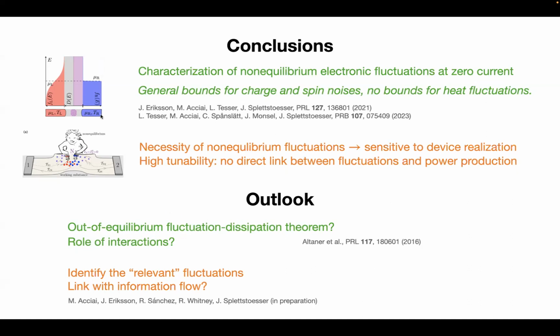So for the outlook, in this first part, I've discussed the role of thermal and shot noise in a non-interacting model. So a natural question would be to then address what is the role of interactions and how this affects the bounds that I have discussed.